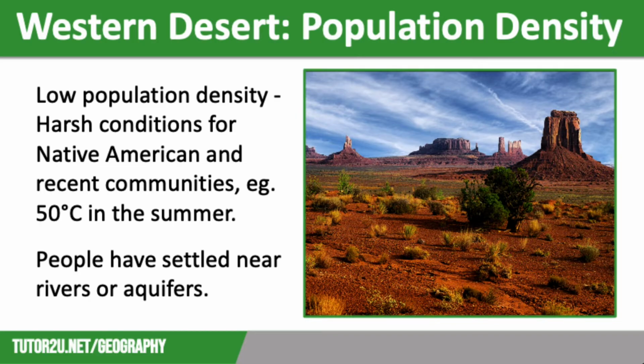As we've said, the Western Desert is made up of the Mojave, Sonoran and Chihuahuan deserts. In each of these areas, indigenous people settled near rivers or aquifers, so they had a source of water for drinking and to sustain their subsistence farming.